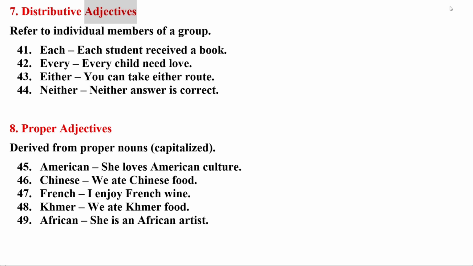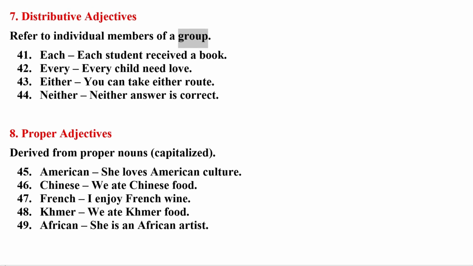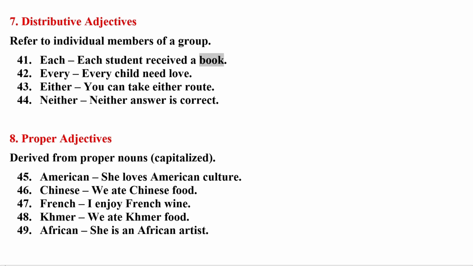7. Distributive adjectives: refer to individual members of a group. Each student received a book. Every child needs love. Either: you can take either route. Neither answer is correct. 8. Proper adjectives: derived from proper nouns, capitalized. American: she loves American culture. Chinese: we ate Chinese food. French: I enjoy French wine. Khmer: we ate Khmer food. African: she is an African artist.